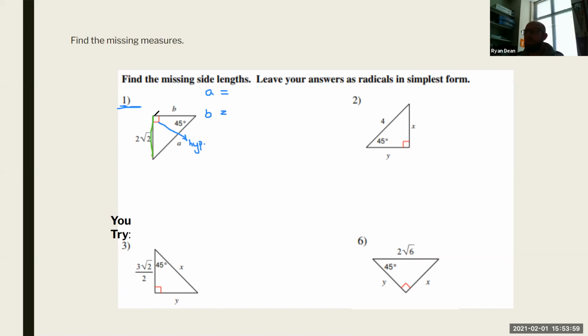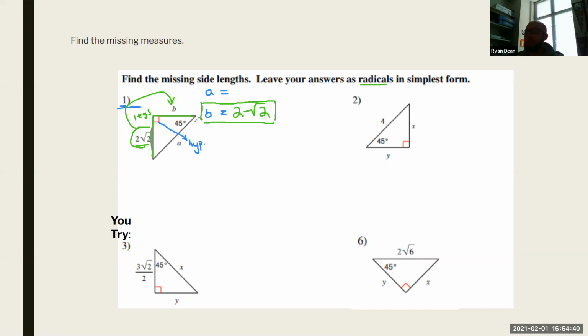Right here in green, we have our legs. Okay, so one leg is equal to 2 times the square root of 2. Since both legs are equal to each other in 45, 45, 90s, that means that I can take this value here and plug it in for B. So B is also going to be 2 times the square root of 2. Okay, this is how I want it written out. You don't need to multiply these together. We're keeping everything in radicals in the simplest form.